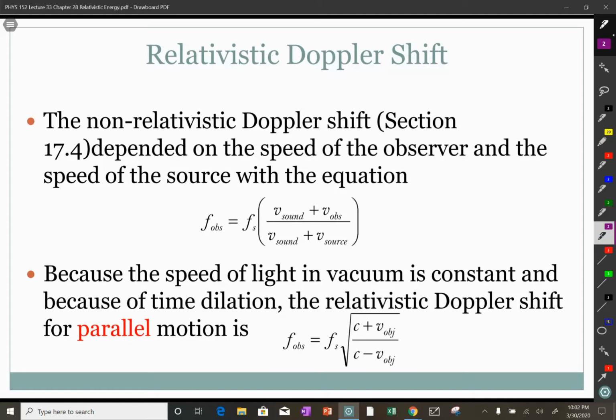And for sound, because a sound wave is traveling with a speed relative to the air, has this relationship that the Doppler shift, the frequency that is observed, is the frequency of the source multiplied by the speed of sound in air plus the speed of the observer divided by the speed of sound in air plus the speed of the source.